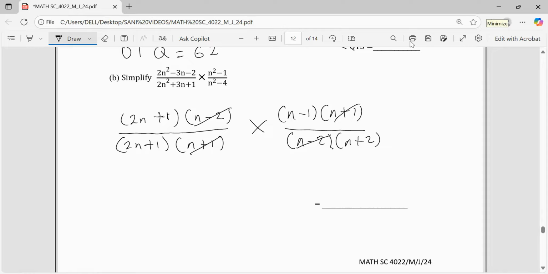So we have 2n plus 1, also cancel out 2n minus 1. So our answer is n minus 1 divided by n plus 2.